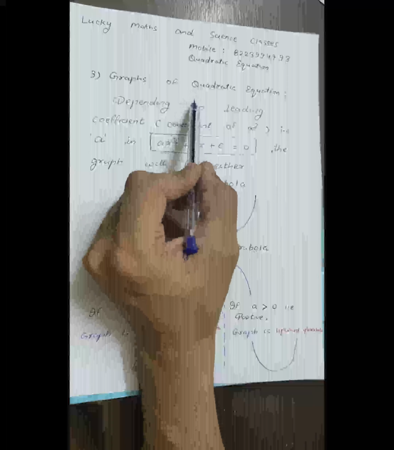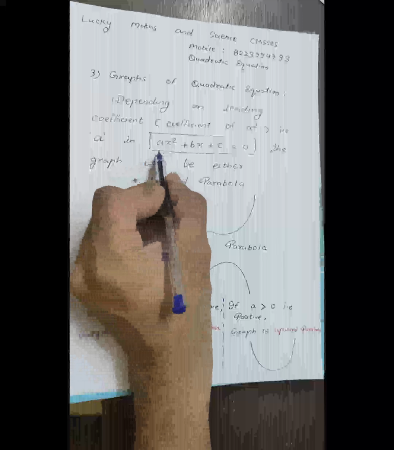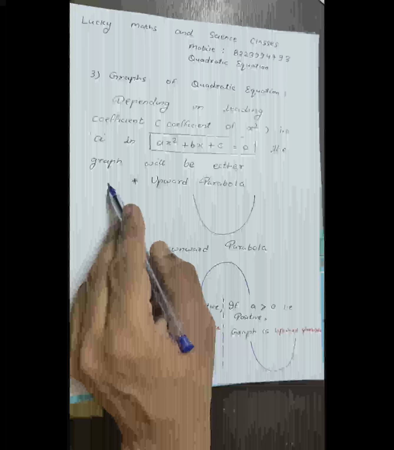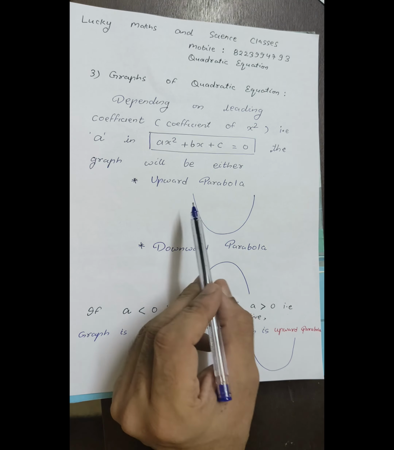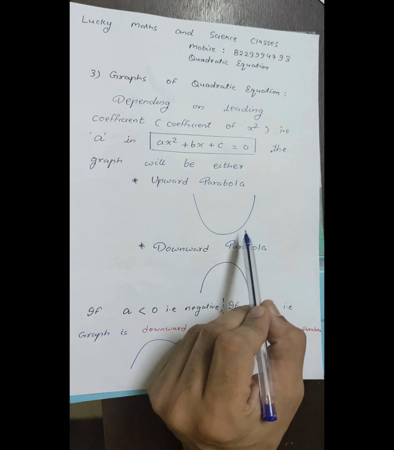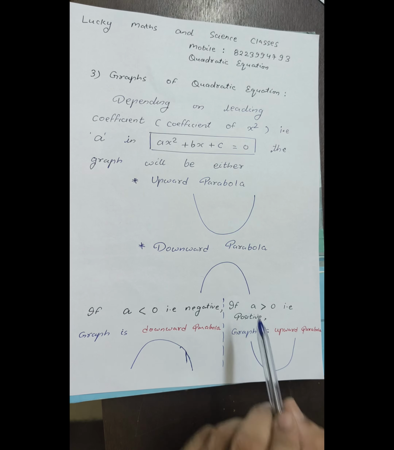Coming to the next topic, graphs of quadratic equation. Depending on leading coefficient, that is coefficient of x square, in ax square plus bx plus c is equal to 0, depending on the leading coefficient a, the graph will be either upward parabola or downward parabola.